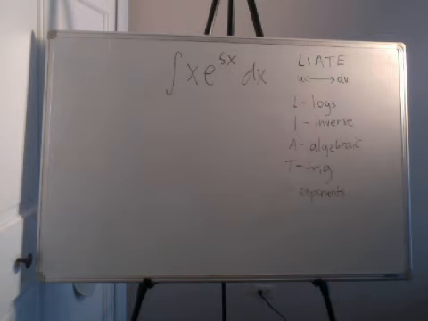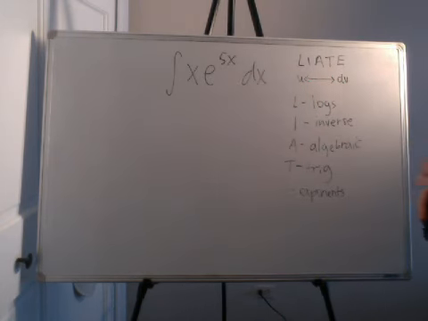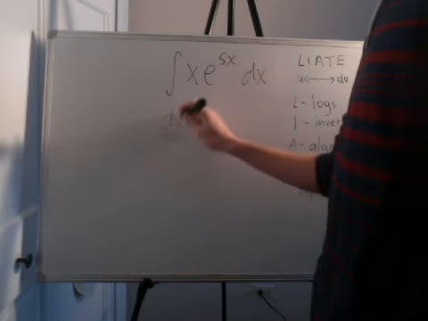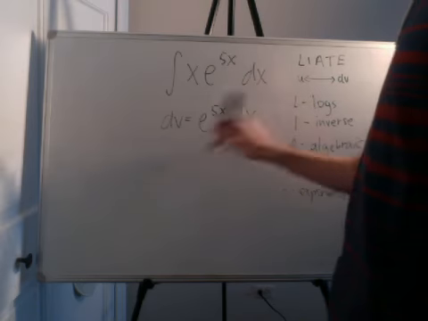So, x is an algebraic term, so x falls in the middle. So that can kind of go on either side. That will basically just be whichever one isn't used. Now, dv is an exponential one. So you're going to want to make the dv e to the 5x dx, because otherwise this won't make any sense.